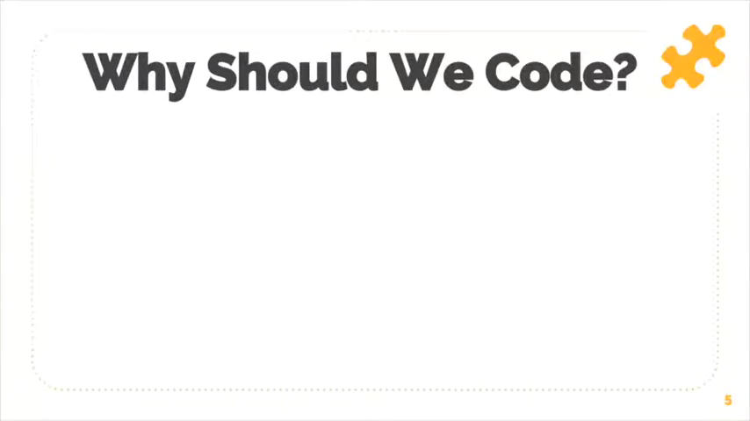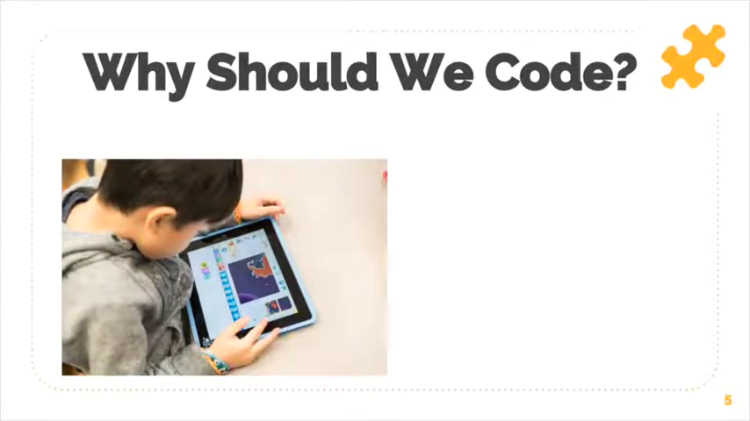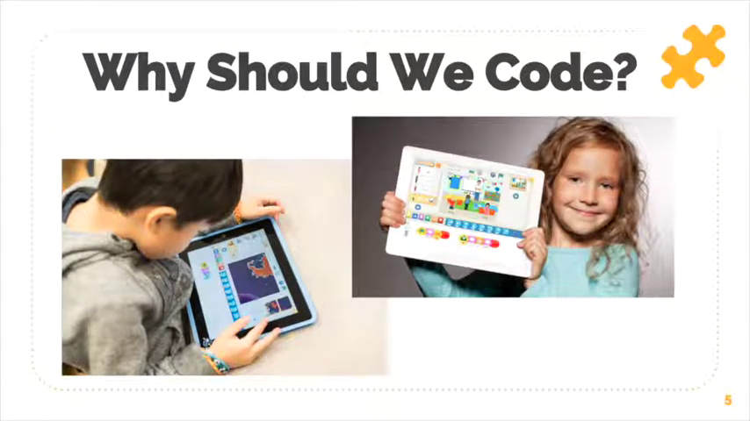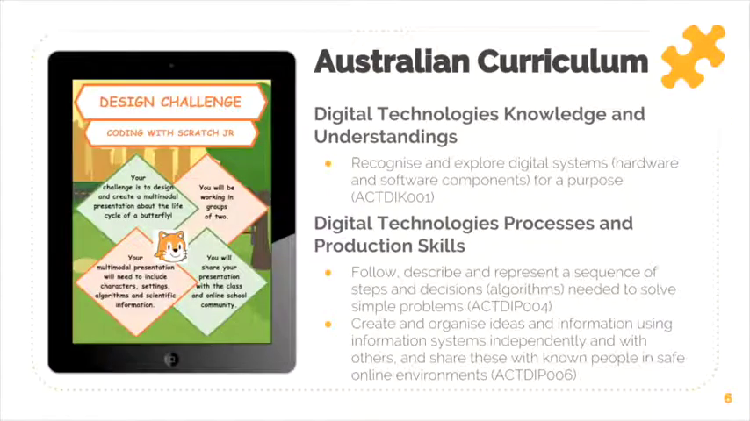Why should we code? When children learn to code, it helps them to develop essential skills such as problem solving, logic, and critical thinking. Students are encouraged to become creators, not just consumers of technology they use. Through coding, children can learn that there's more than one way to solve a problem. Simple and efficient solutions are often better. Coding and computational thinking have been derived directly from the Digital Technologies curriculum for Foundation to Year 2.